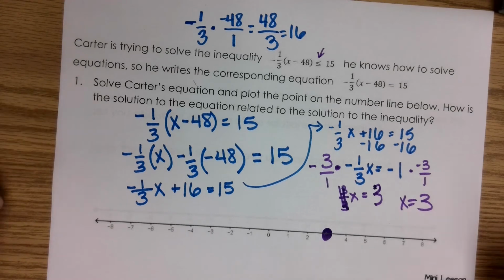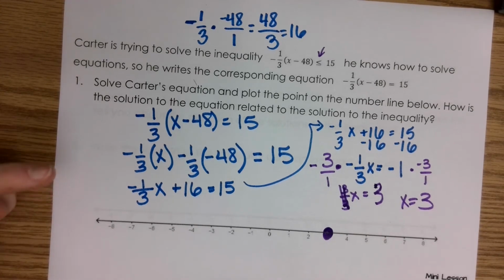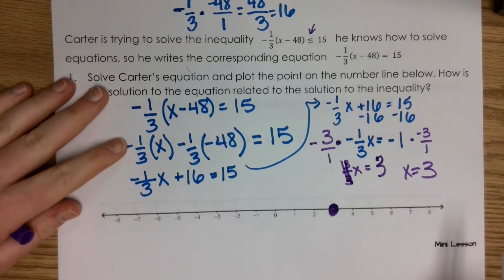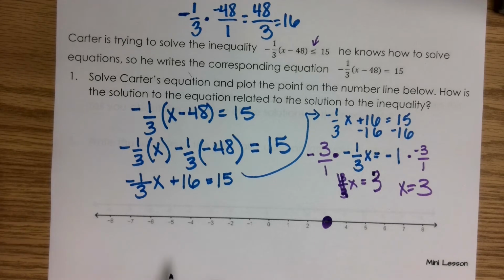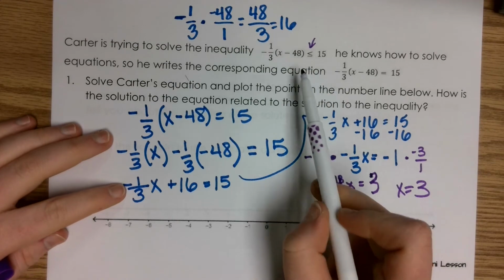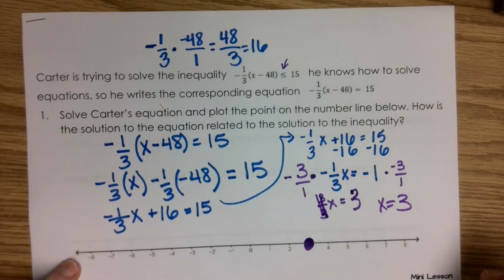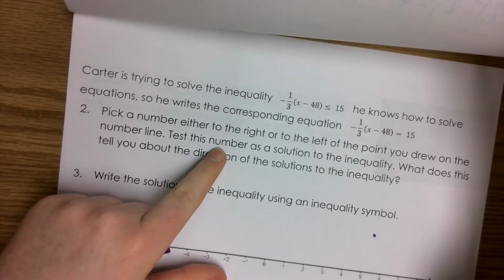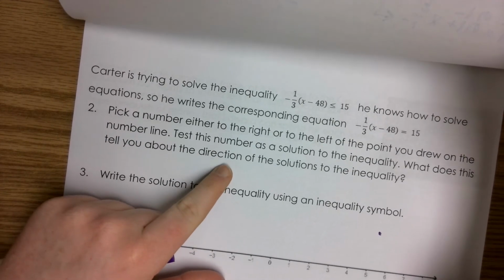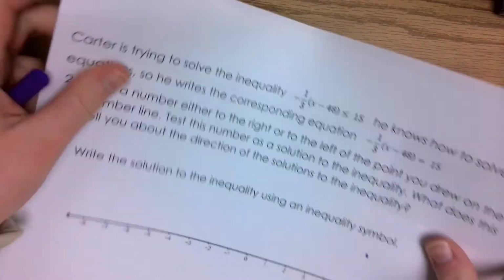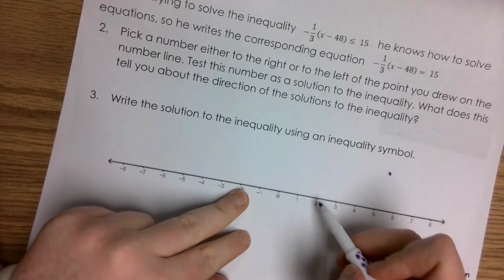So now looking at that, how is this related to the inequality? Either points to the left don't make it true or the points to the right don't make it true. This is where the inequality is true, and then solutions either larger than this or smaller than this will make this inequality true. So we're going to pick a number to test to the right or left of the point you drew. Test the number as a solution to the inequality. What does this tell you about the direction of the solution? So I know for a fact, as I wrote with the marker there, 3 works.